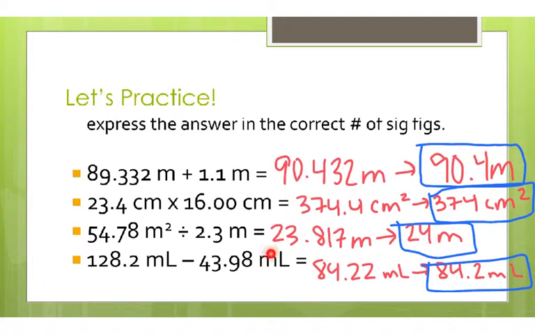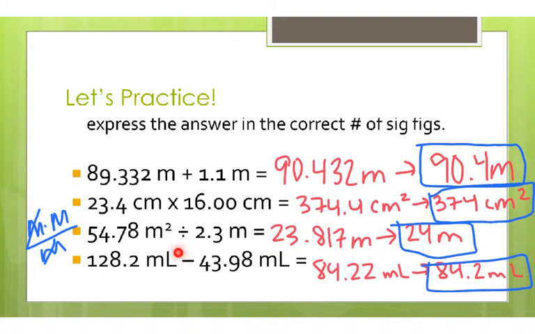Notice in this one, since 2 sig figs was my number, I look at the third significant digit and notice that it's an 8. That's going to round it up to 24. Since it's a meter squared divided by a meter, that's going to leave my answer in meters, because meters squared is the same thing as a meter times a meter, and then divided by a meter makes those two cancel out.